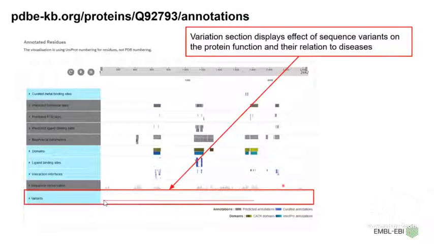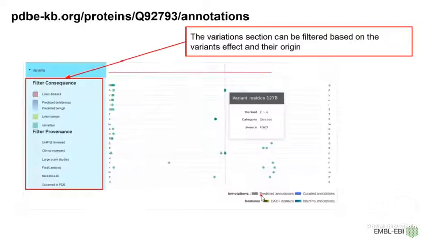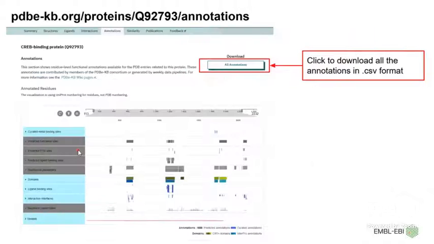We also have variant information in the variation section, which gives you details about various sequence variants on a protein function and their relation to diseases. You can filter based on the variant effect and their origin. In this tab, you can download all these annotations which you see over here using the annotation download button in a CSV format.